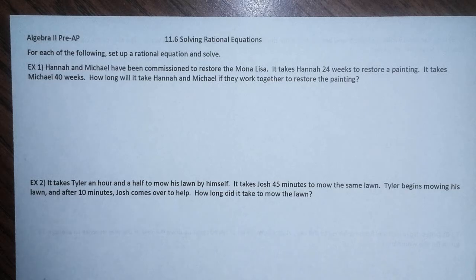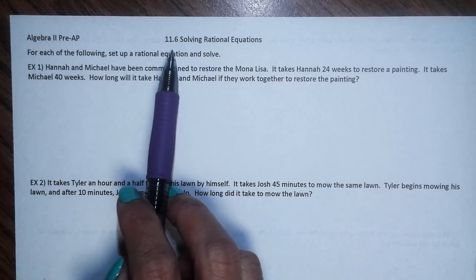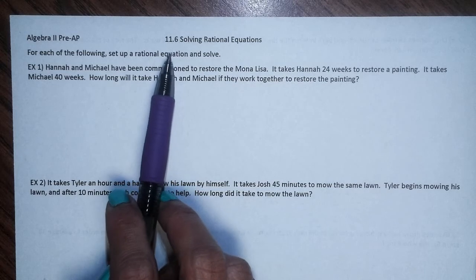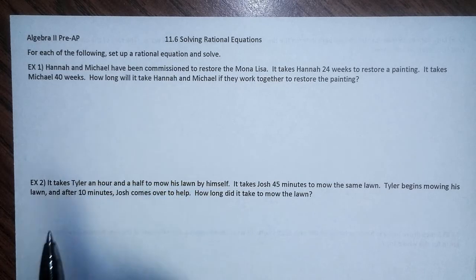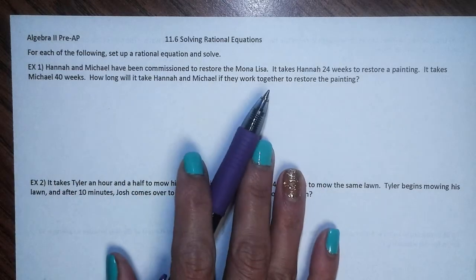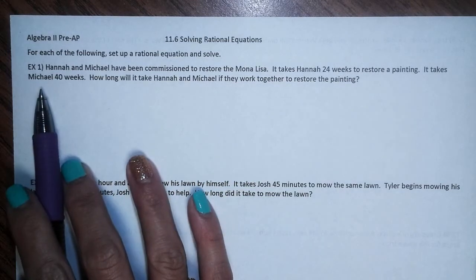Okay, so today you're going to learn the last section for your Chapter 11 test, which is 11.6, solving rational equations. So basically they're word problems. You're going to have to write an equation to represent the word problem, and then you're going to solve it. So let's try the first example.